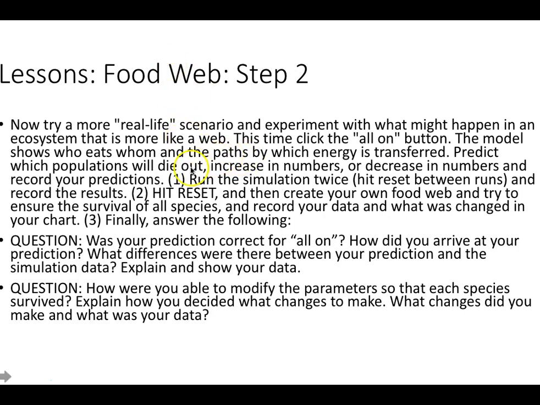Now, looking at that and knowing how a food web works, predict which populations would probably die out, which ones are going to succeed and increase in numbers, and which ones are going to decrease but not die out. You've done all on, so you can already hit reset, and now hit run. Again, you're going to do the simulation twice and hit the reset button between the runs. Record your results.